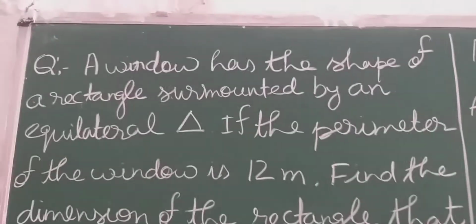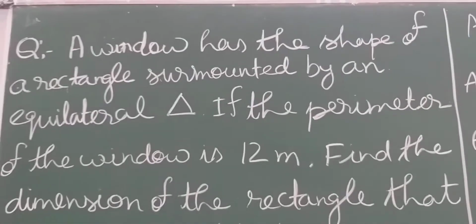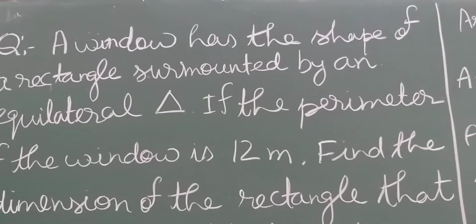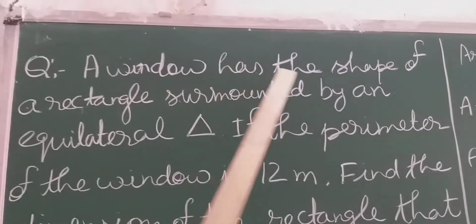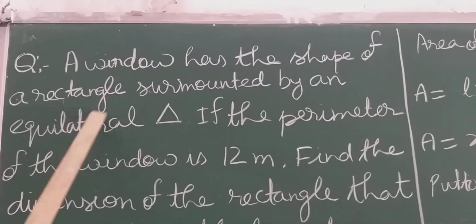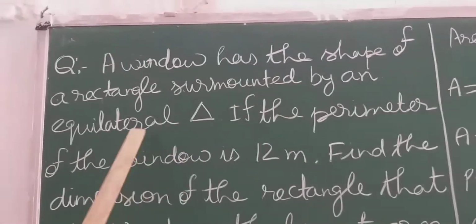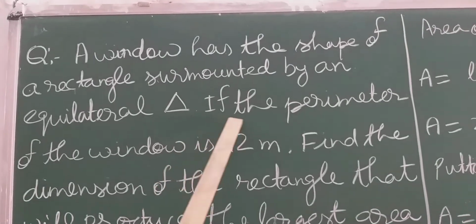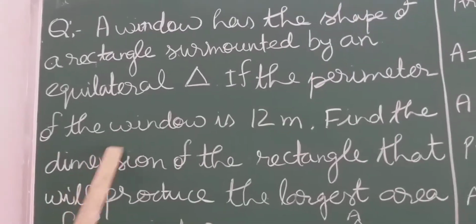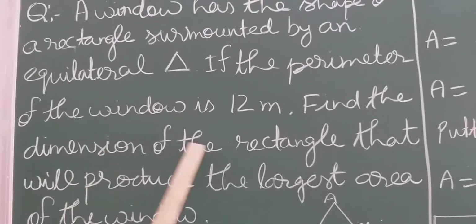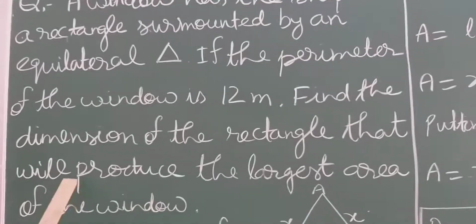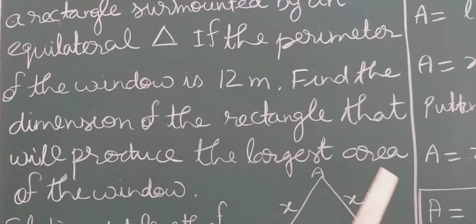Students, let us solve more questions of maxima and minima. Question is, a window has the shape of a rectangle surmounted by an equilateral triangle. If the perimeter of the window is 12 meter, find the dimension of the rectangle that will produce the largest area of the window.